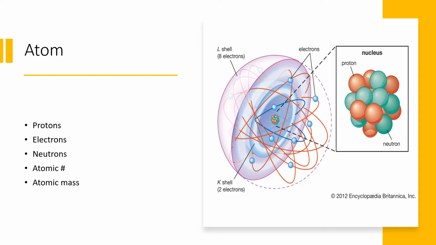So you have your protons, your electrons, and your neutrons. Your protons are what determine what element an atom is.